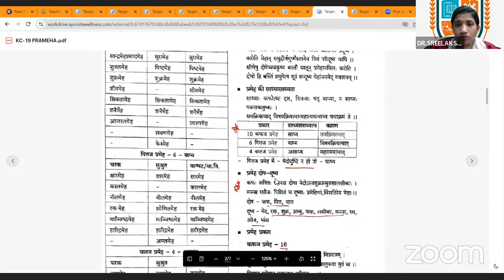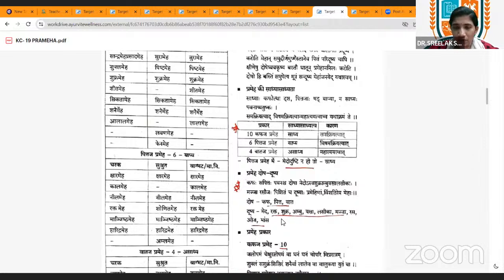Prameha Dosha Dushya is very important. So, what are the Doshas? Three doshas, that is Kapha, Pitta, Vata. Along with these doshas, the dushyas are Meda, Rakta, Shukra, Ambu, Vasa, Lasika, Majja, Rasa, Ojas, and Mamsa. Okay, so these are the dosha dushyas of this Prameha, very important. Okay, and we can write this course.